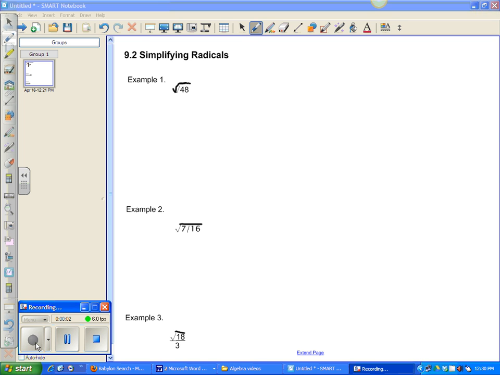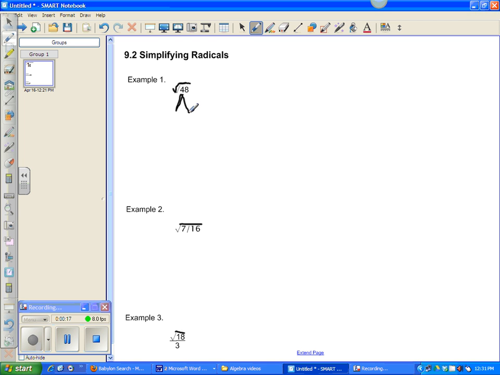Here we are, 9.2, simplifying radicals. Here we have the square root of 48. We know that we can simplify, and I like doing these little arrow things on the bottom.